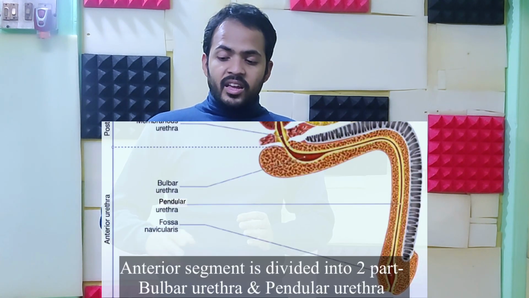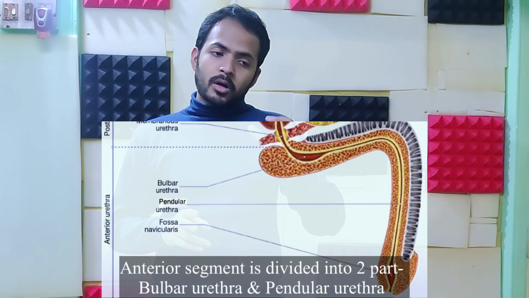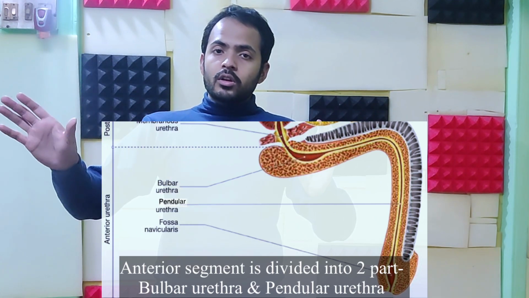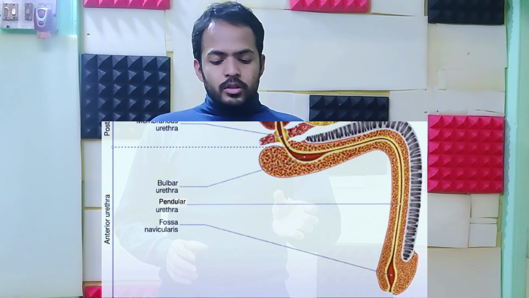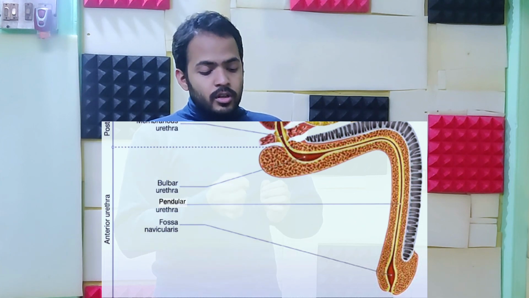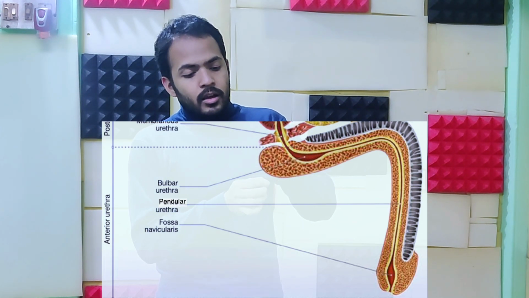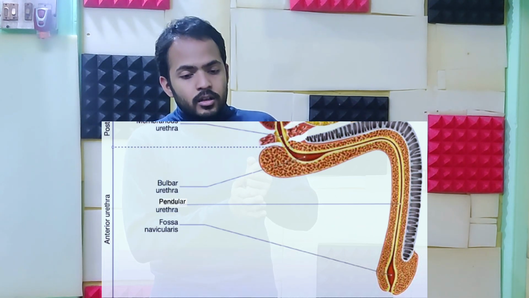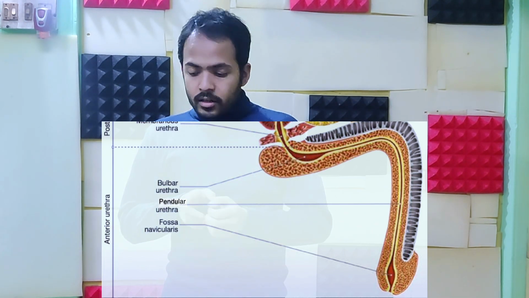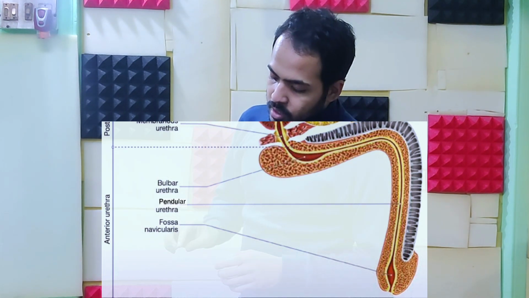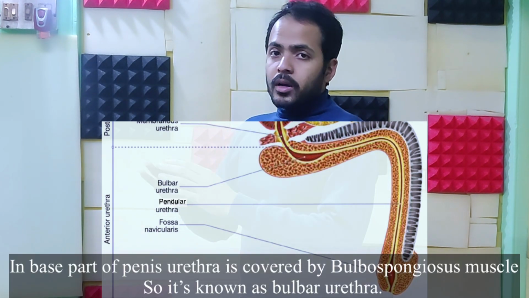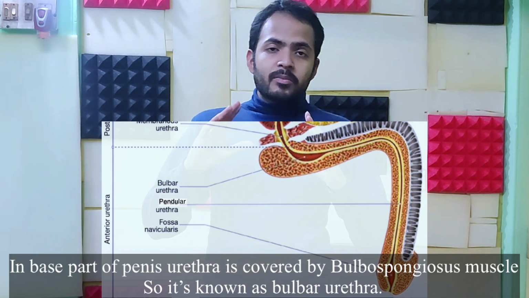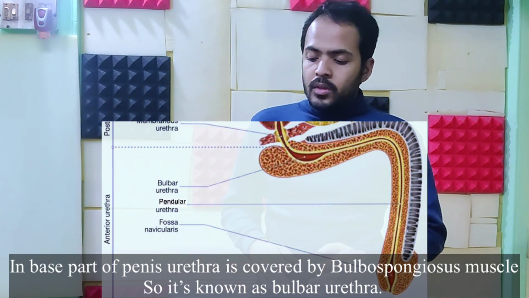After this posterior segment of the urethra, we come to the anterior segment of the urethra. The anterior segment is divided into two parts: one is the bulbar urethra and the other is the pendular urethra. See the bulbar urethra: when this urethra comes out of the prostate, after a few centimeters it flips forward and enters towards the penis. At the base point, it is covered by the bulbospongiosus muscle. It is a very specialized muscle of the penis. I will talk about this later.